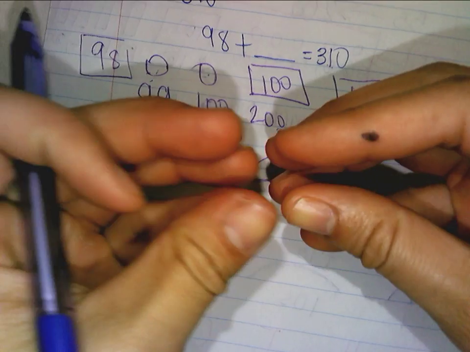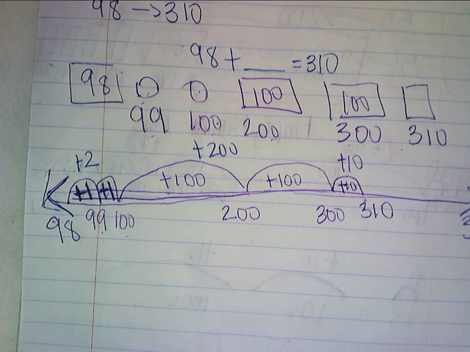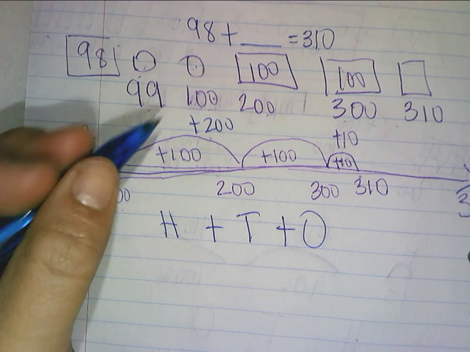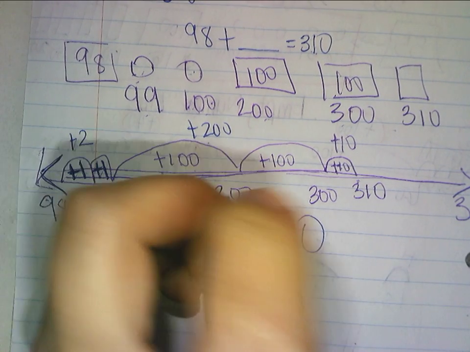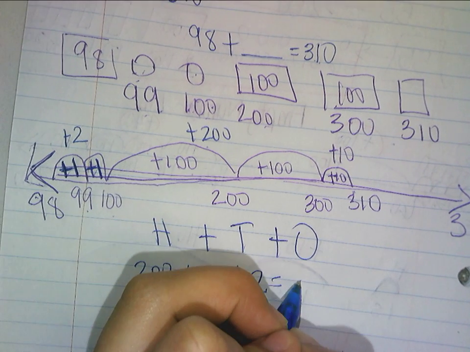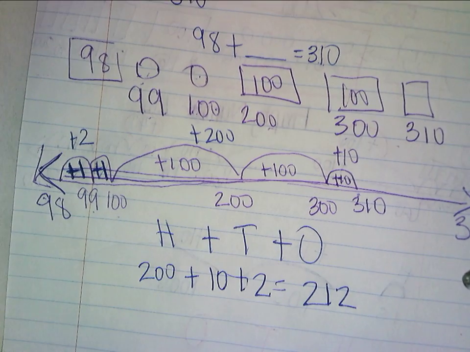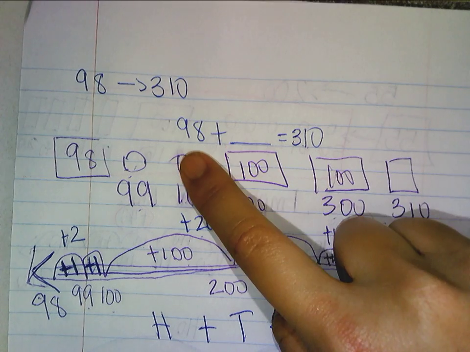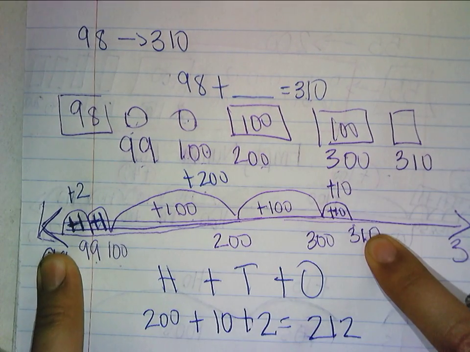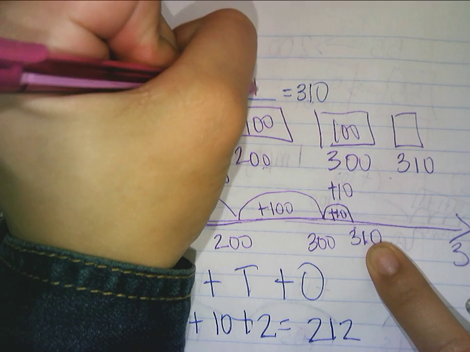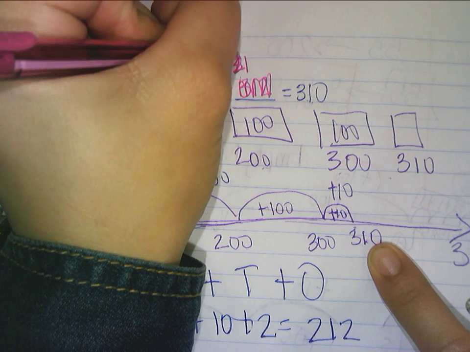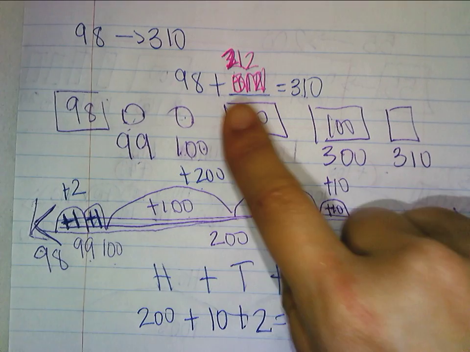So now you're going to use that expanded form to help you. So remember, you have to have hundreds plus the tens plus the ones. So I have 200 plus just one group of 10 plus that 2. And my missing number is 212. So let's go back up to that equation. 98 plus, we found that missing part to get to 310, which was 212. Sorry, 212. That's your missing part.